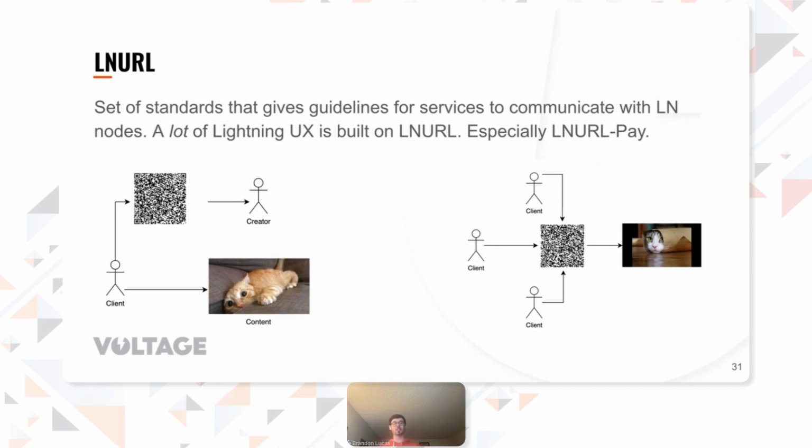So the way this might look from a user's perspective is you can do, let's say, the same thing as the value for value model, except now the creator has proofs of payment, right? So if you're a user, you could be paying to a static QR code. That QR code is reusable.